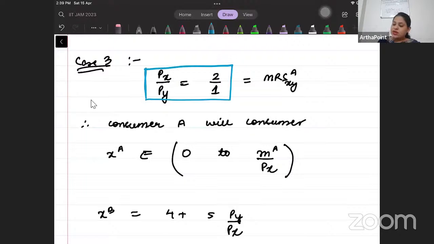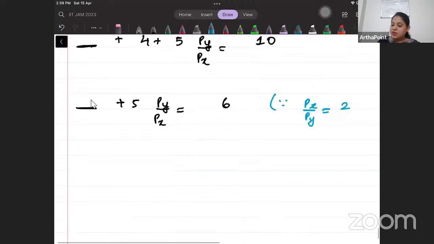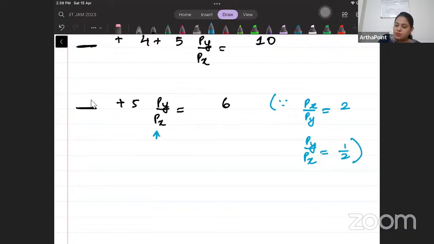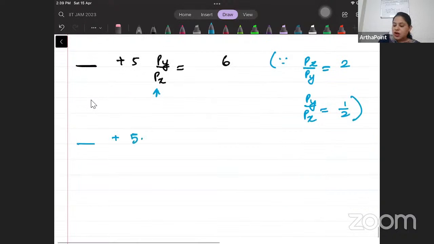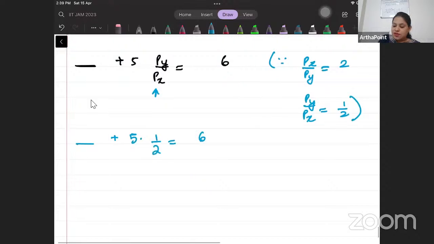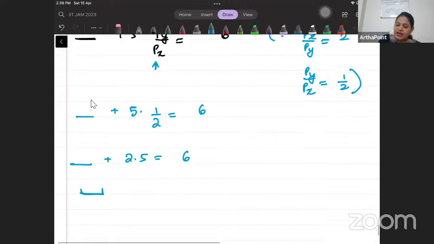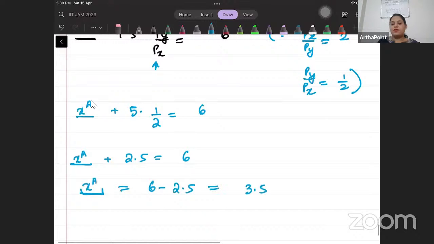So if it is 2 beta, then py by px will be its reciprocal, half. So I can write half here. So it is going to be dash plus 5 into half as 6. So I will get dash plus 2.5 is 6. So I will get this amount that A consumes will be 6 minus 2.5, which will be 3.5.